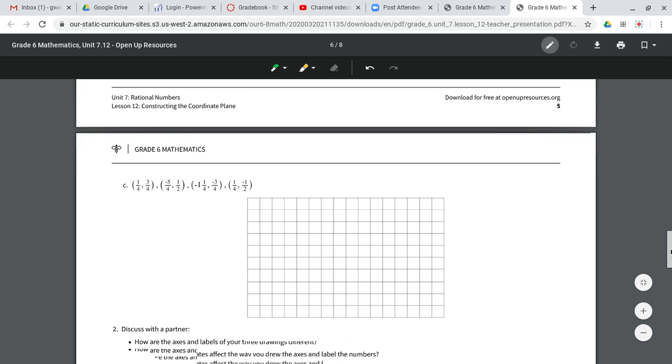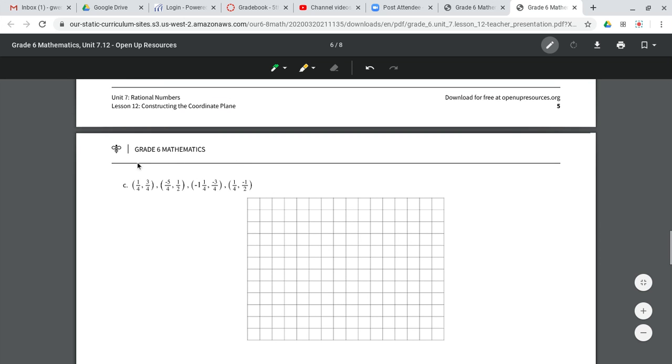Now, what do you notice about these coordinates? Almost all of them are less than 1. So we've got a bunch of different fractions in here. We also have negatives in here, which means we're going to have both an x and a y axis. So I'll go ahead and draw those in.